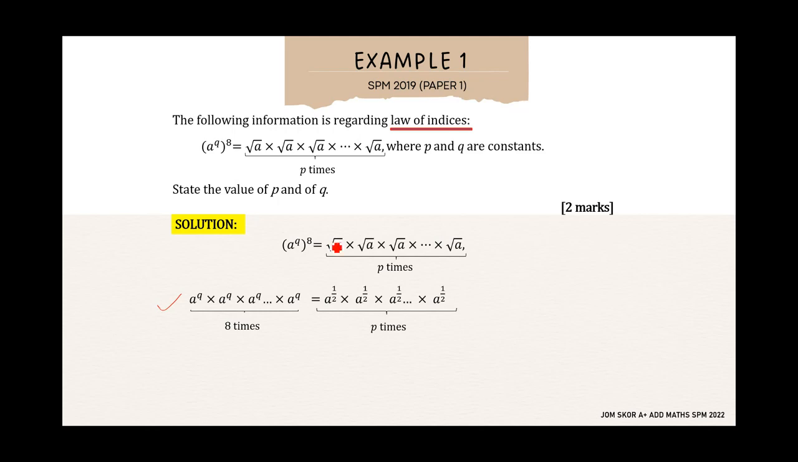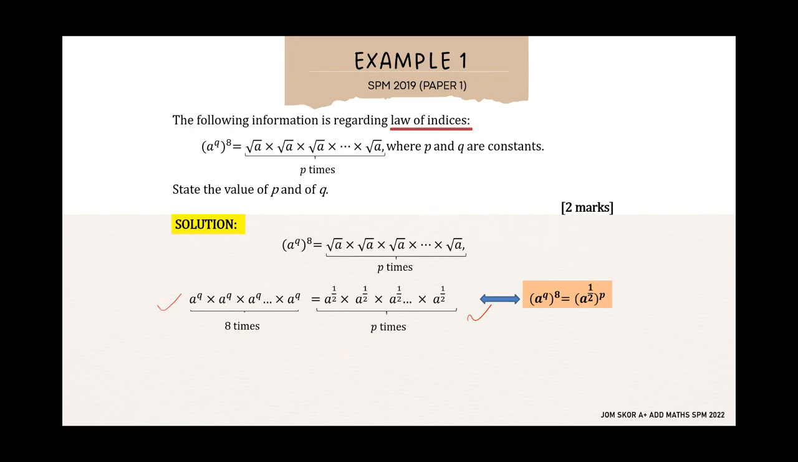Sebelah kanan, sini. Okay, kita ada a to the power of half times a to the power of half for p times. Okay, macam mana kita dapat a power of half? Okay, sebab a to the power of half is equal to square root of a. Okay, kita boleh simplify. So in simplified form, it can be written as a to the power of q, power of 8 is equal to a to the power of half, power of 2.